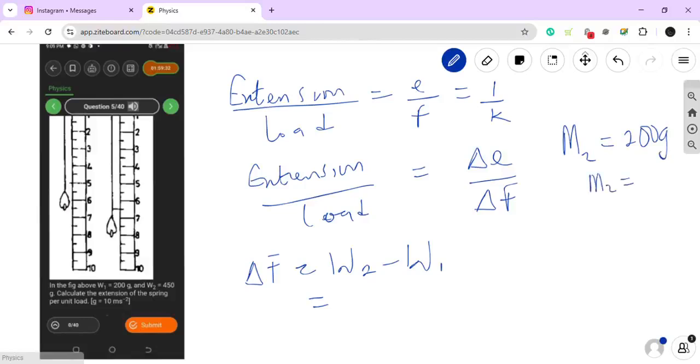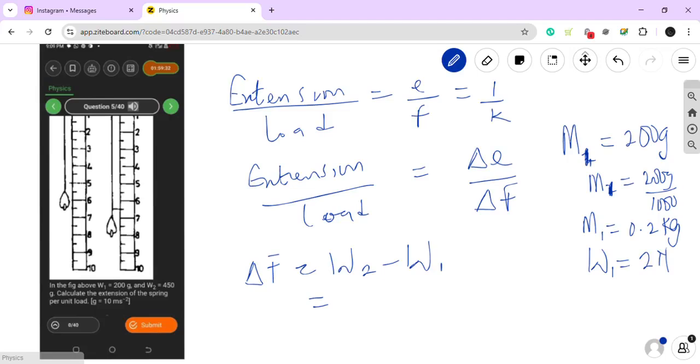That's divided by 1000 for the first one, rather for M1. So that's 200 gram divided by 1000. That will take it to kilogram. So M1 here is 0.2 kilogram. Now to weight. So to weight, just times it with 10. That would be 2 Newton. Alright, so if you do the same thing for W2, it's still the same thing.